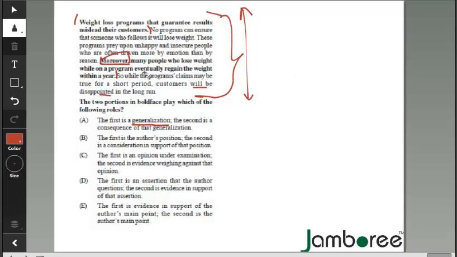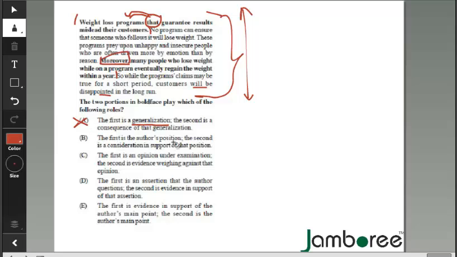But the first is definitely not a generalization. It is not talking about all weight loss programs. It is talking about those specific weight loss programs. It is specifying what kind of weight loss programs. If we did not have this portion, if the first sentence was just weight loss programs mislead their customers, then it would have been a generalization. In this case, the author is saying what kind of weight loss programs. Therefore, it is not a generalization, right?